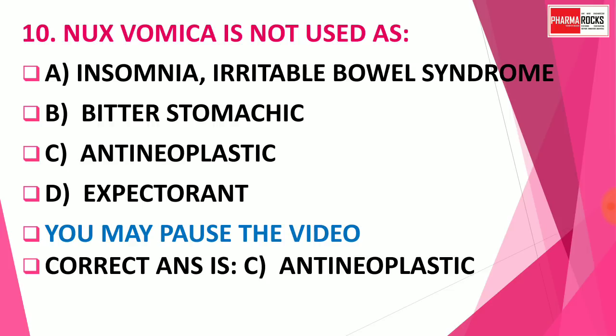An anti-cancer drug is a vinca alkaloid. Okay, but nux vomica alkaloid is mainly used as an expectorant and bitter stomachic. Also sometimes it is used in irritable bowel syndrome and also in the treatment of insomnia. Okay, but it is not used in the treatment of any cancer. So the right answer is option C, antineoplastic.